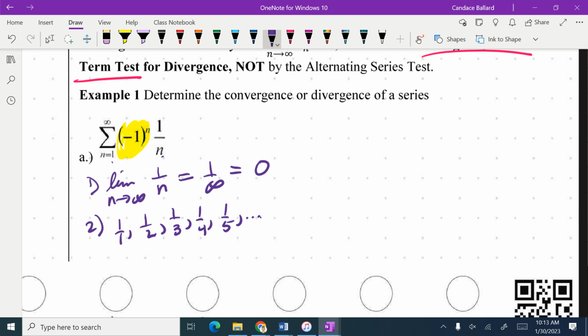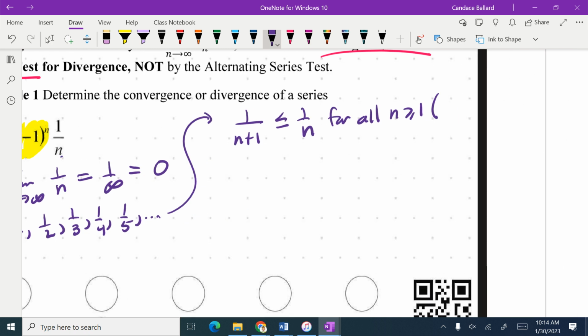Okay, so this just showed that 1 over n plus 1 is less than or equal to 1 over n. That means that my next term is less than my previous term. For all n greater than or equal to 1, this is the proper math way to write it, which is a fancy math statement that says, hey, the terms are decreasing.